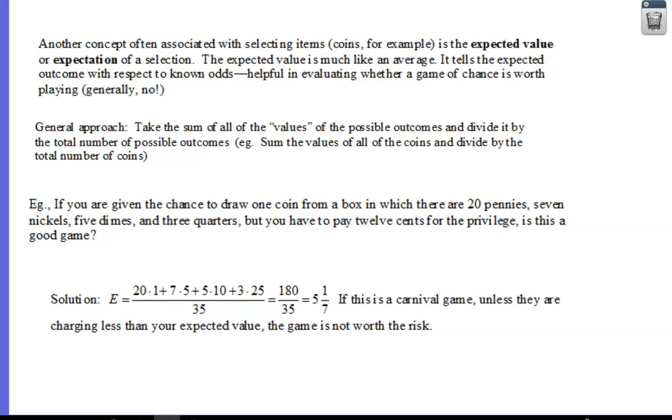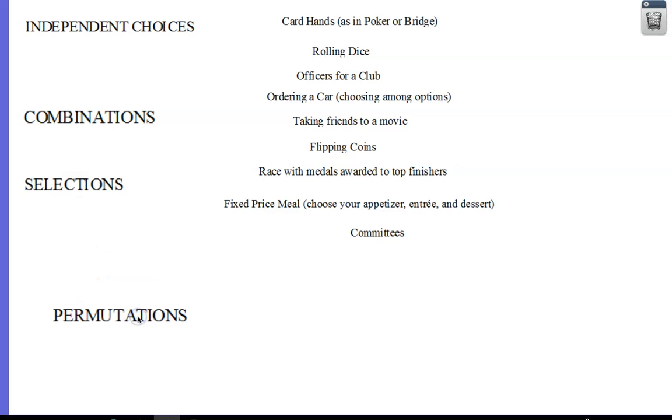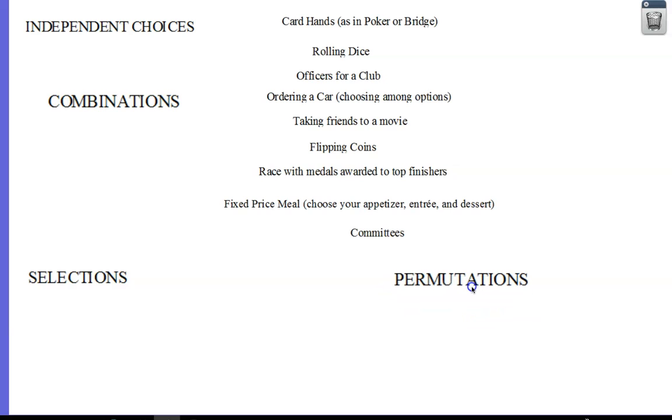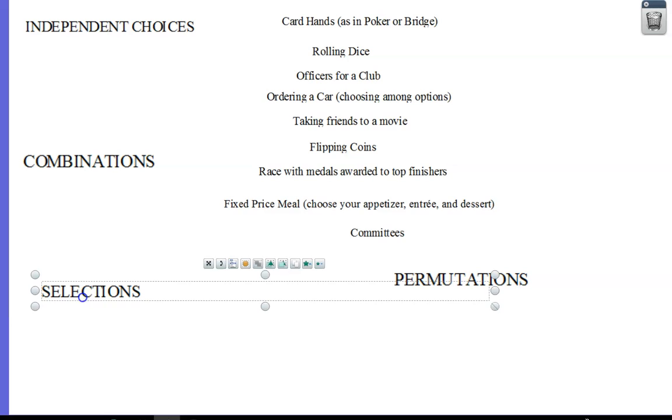Okay, so we're not doing expected value. Let's try some of these. You can pause this if you want and try. We're going to see which ones are selections, which ones are combinations, and which ones are permutations. So if you want, you can hit pause and try putting these where you think they go, and then you can start it up again.